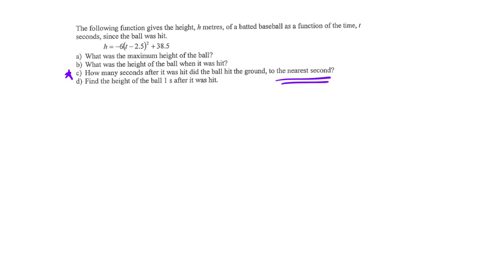How many seconds after it was hit did the ball hit the ground? So I start to think about, well, what's happening at the ground? If I look at the function, the height is h in meters. So if I'm thinking about on the ground, that means I am 0 meters above the ground. I'm looking for when the height is equal to 0. There's my key on question C. So I can go through and replace my height in my function with 0.